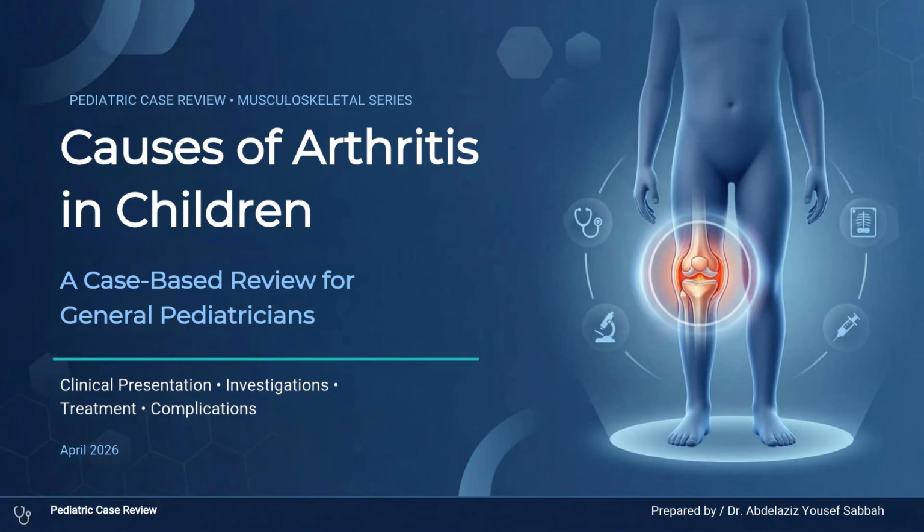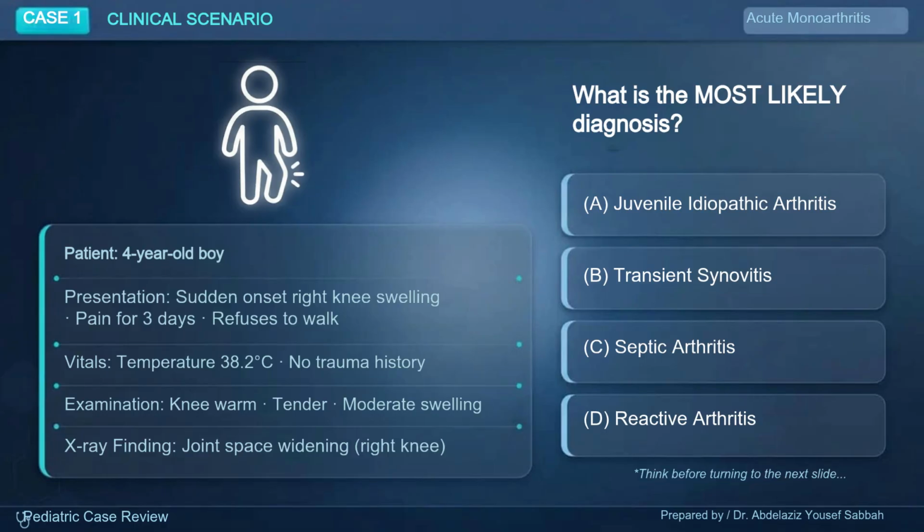Let us begin. Case 1. A 4-year-old boy presents with sudden onset right knee swelling with pain for 3 days. He refuses to walk. His temperature is 38.2 degrees Celsius. There is no trauma history. On examination, the knee is warm, tender, with moderate swelling. X-ray shows joint space widening of the right knee. What is the most likely diagnosis?